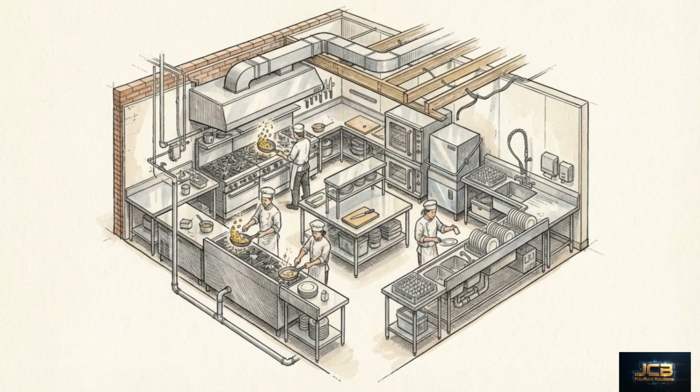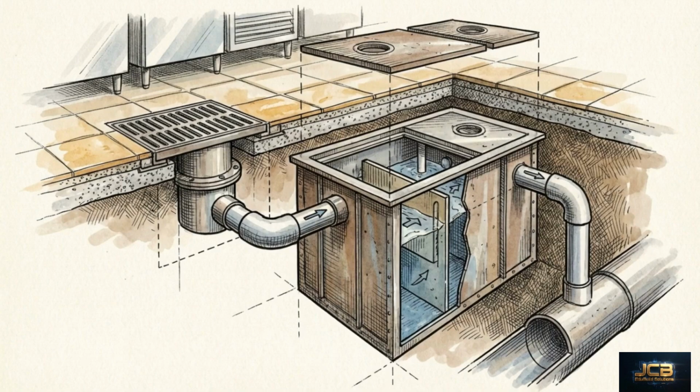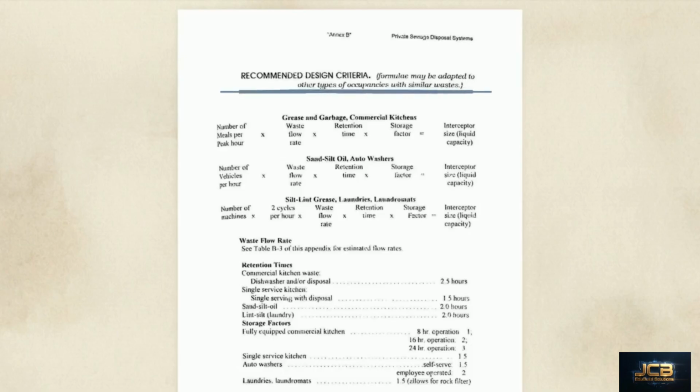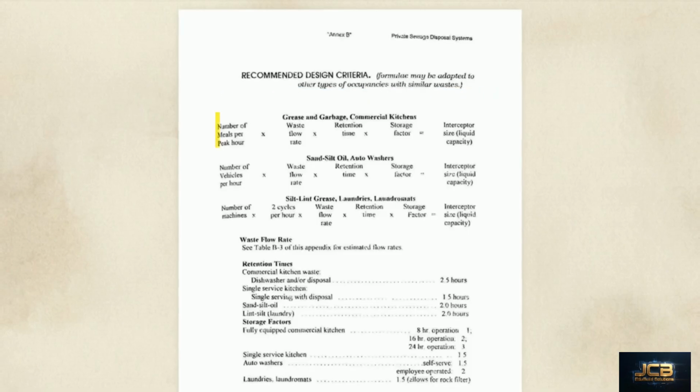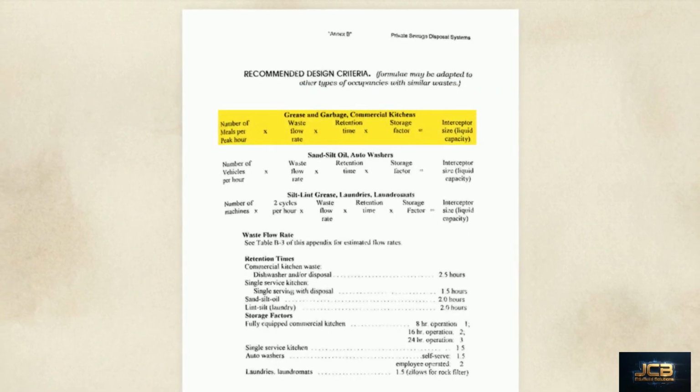Domestic sewage follows a standard profile, but commercial or industrial wastes containing excessive grease, garbage, sand, or flammable liquids require intervention. In these cases, an interceptor or clarifier must be installed ahead of the septic tank. This recommended design criteria matrix outlines the specific calculations required. To size an interceptor for a commercial kitchen, you multiply the number of meals per peak hour, the waste flow rate, the retention time, and a storage factor to arrive at the unit's required liquid capacity.